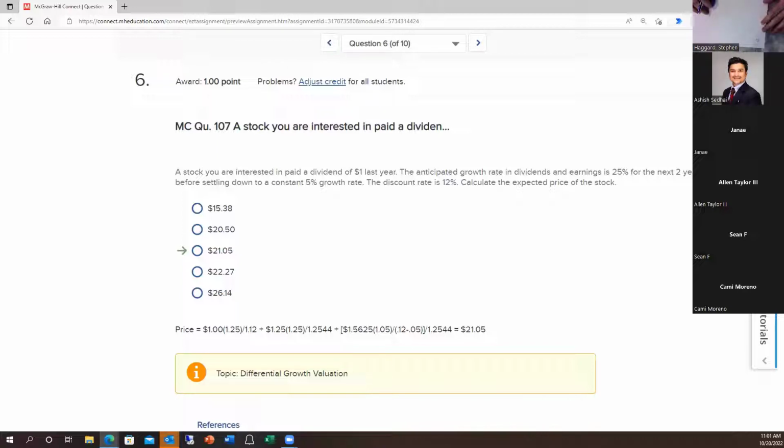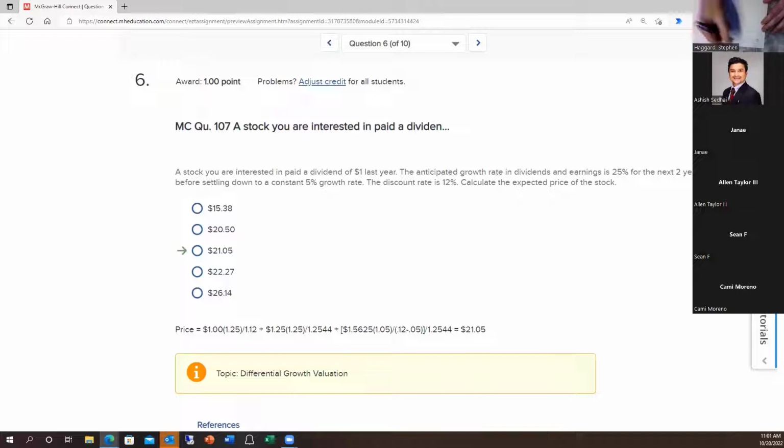The anticipated growth rate in dividends and earnings is 25% for the next 2 years before settling down to a constant 5% growth rate. So what kind of problem is this? Is this constant dividends, constant dividend growth, or supernormal or differential dividend growth? It's supernormal. Yeah, it's supernormal.